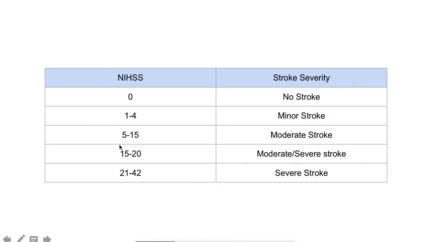Any score from 5 to 15 is a moderate stroke, and any score that goes from 21 to 42 is a severe stroke. And you should also keep in mind that the higher the NIH, the greater the risk of having intracranial hemorrhage. Okay, so even though this is not a contraindication for IV thrombolysis, you should keep this in mind and be careful with those patients. Okay, actually, patients that have scores over 21 have a 17% risk of having an intracranial bleeding.